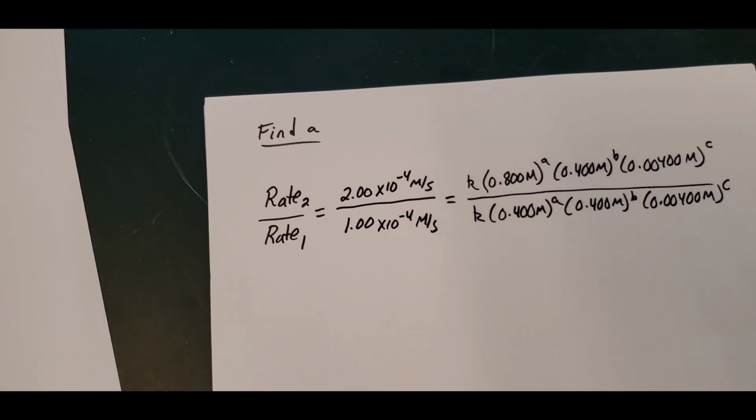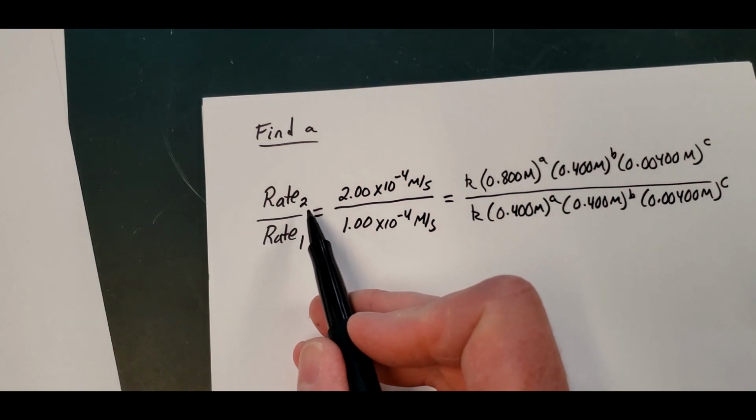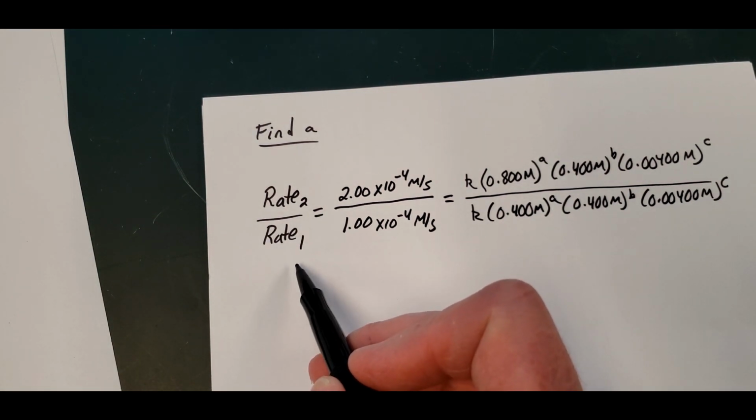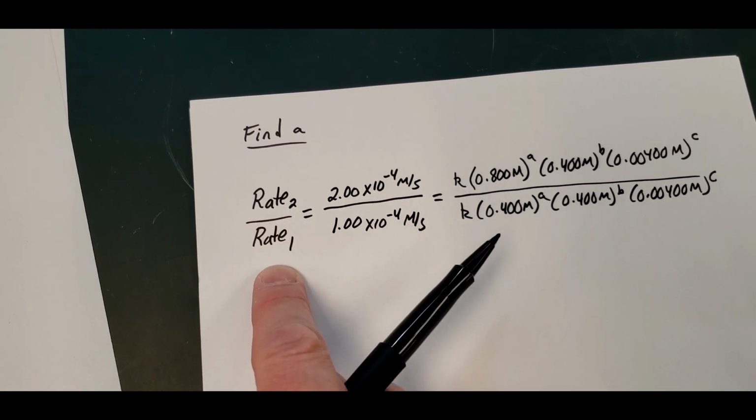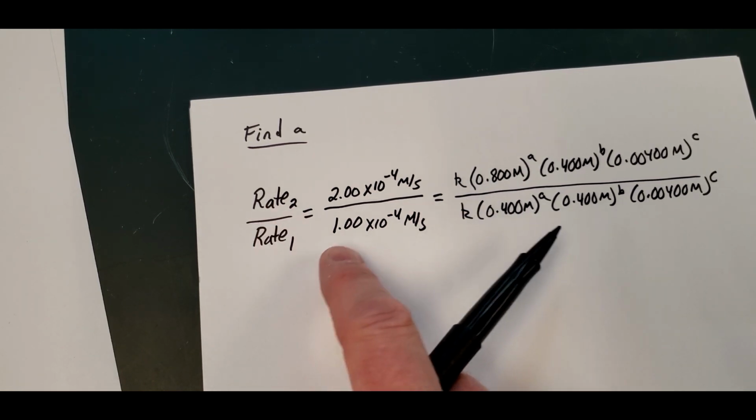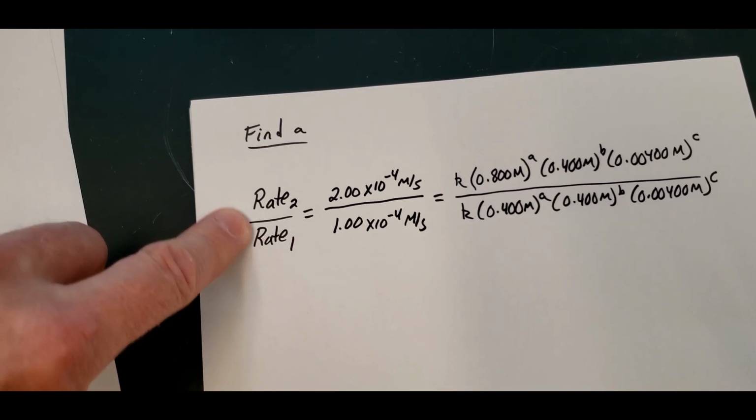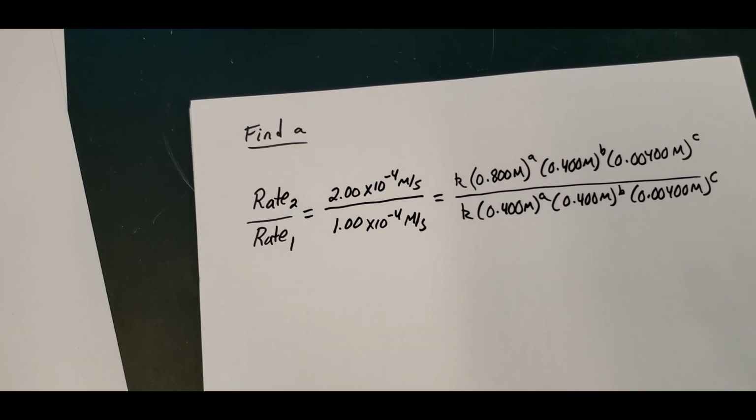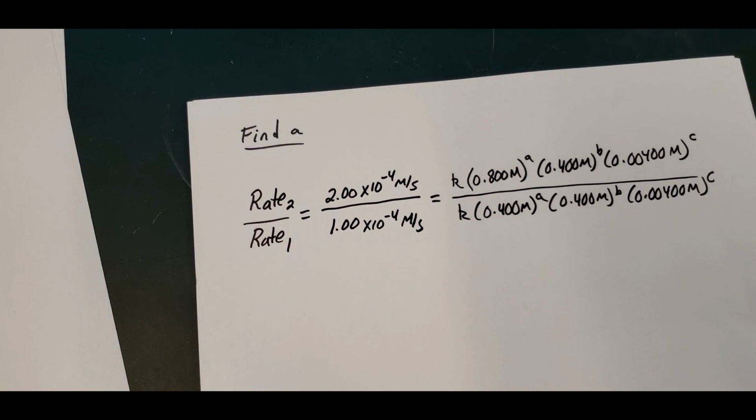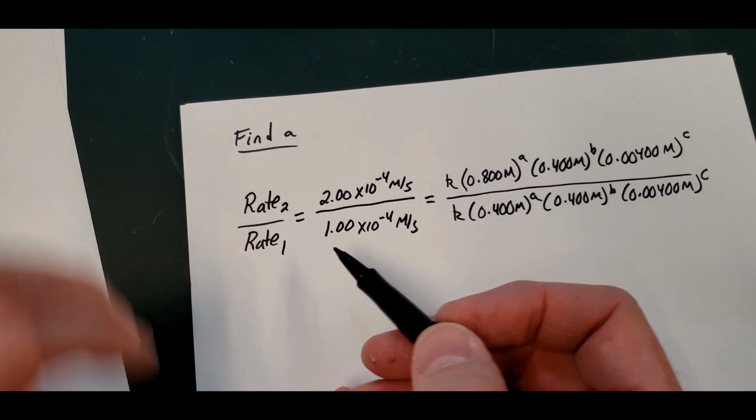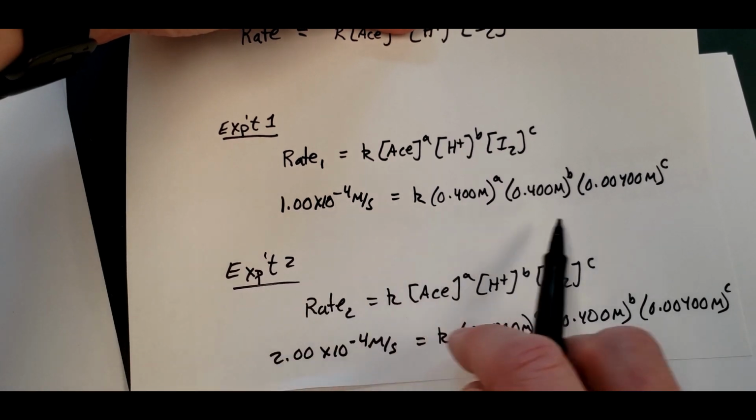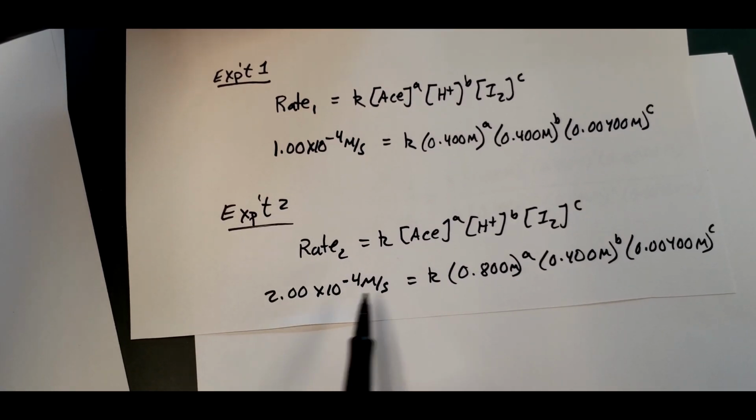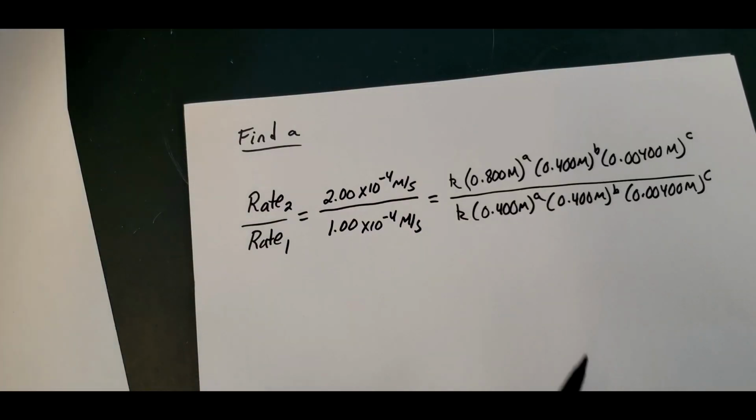To find A, we take the rate of experiment 2 over the rate of experiment 1. It could have been the rate of 1 over 2, but this way we end up with powers of 2. If you want to do rate 1 over rate 2, no problem, you're just going to end up with powers of 1/2. Here I take this rate law and this rate law, and I divide this rate law by this one to get here.